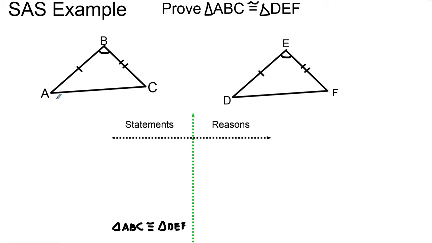Okay, so for the first statement, I can say that AB and DE are congruent. So side AB is congruent to side DE. And that's a given. So the next thing I can say is I can now go after these two angles. I have angle A is congruent to angle D. Angle B. So angle B is congruent to angle E.